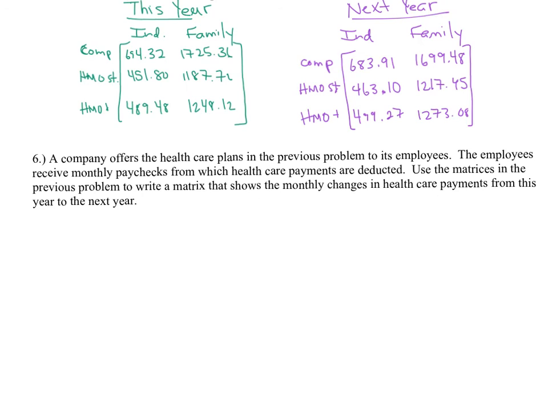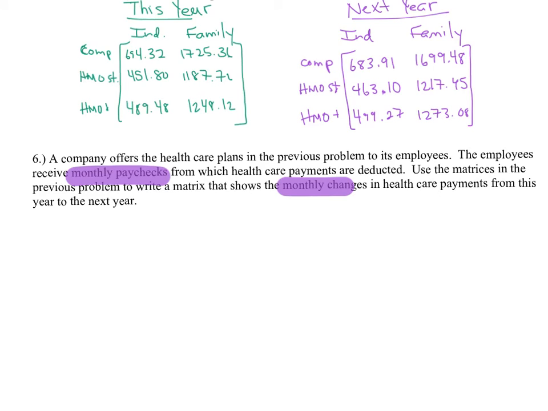And the last problem here, number 6, a company offers the healthcare plans in the previous problem to its employees. The employees receive a monthly paycheck from which the healthcare payments are deducted. So that's kind of important. It's monthly. So there are 12 paychecks that they're going to spread this out amongst. Use the matrices in the previous problem to write a matrix that shows the monthly cost in healthcare plan from this year to next.